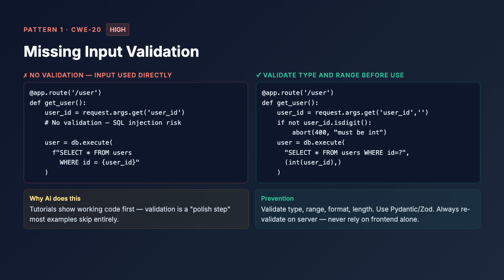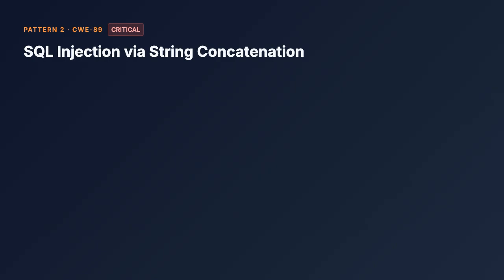Use a validation library like Pydantic or Zod rather than writing checks by hand. And never rely on front-end validation alone. Always revalidate on the server, because attackers call your API directly. Pattern 2, SQL injection via string concatenation. Rated critical. SQL injection happens when user input is concatenated directly into a query string.